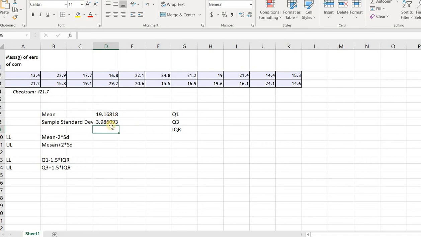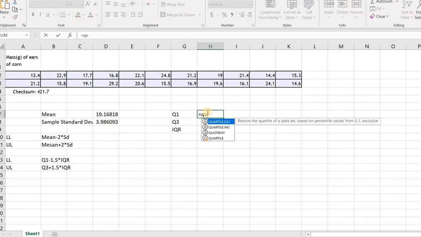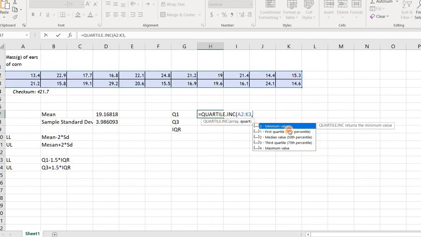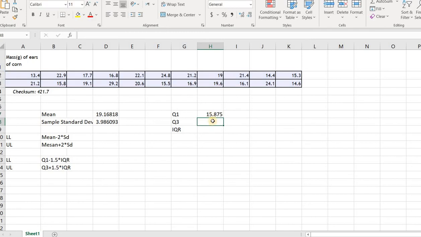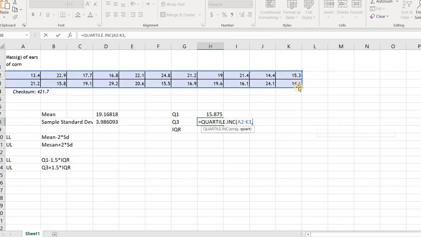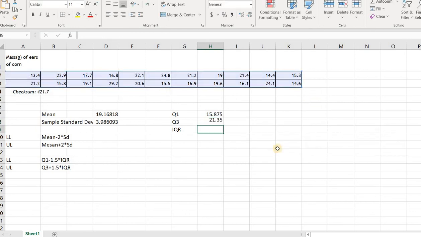And then I'm going to find the quartiles. So QUARTILE.INC of the data, comma, the first quartile, and QUARTILE.INC of the data, comma, third quartile. The IQR is the third quartile minus the first quartile. So I found my quartiles here.